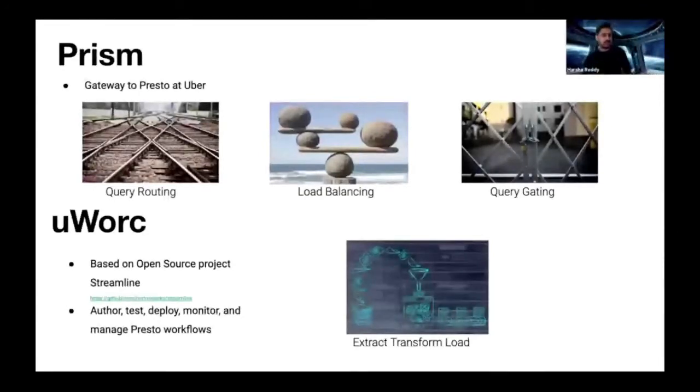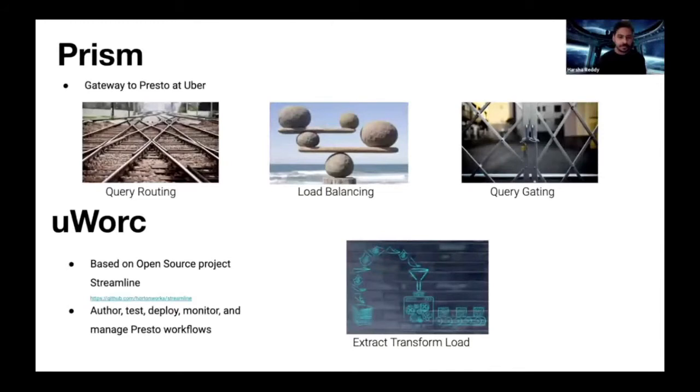UWork is our ETL orchestration platform. It is based on an open source project called Streamline. UWork is basically a UI-based self-service platform where users can come in and author, deploy, and monitor their workflows. It's not just Presto, it even serves every other engine at Uber.